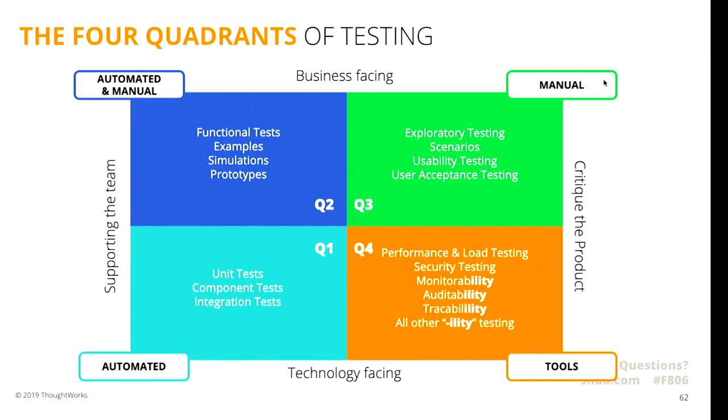And also the fourth quadrant has some complementary tests, which will help us, for example, all the -ilities tests: monitorability, auditability, and also the performance and load testing or security testing. I have to say traceability, by the way, sorry about that.